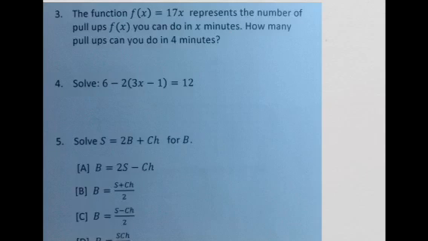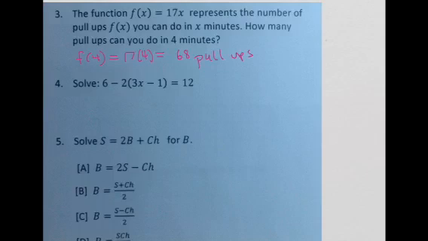Right, so for number 3, it's saying that the function f of x equals 17x represents the number of pull-ups you can do in x minutes. How many can you do in 4 minutes? So you are writing f of 4, because you're replacing the x with a 4, and 17 times 4. So that gives you 68. So in 4 minutes, you do 68 pull-ups.